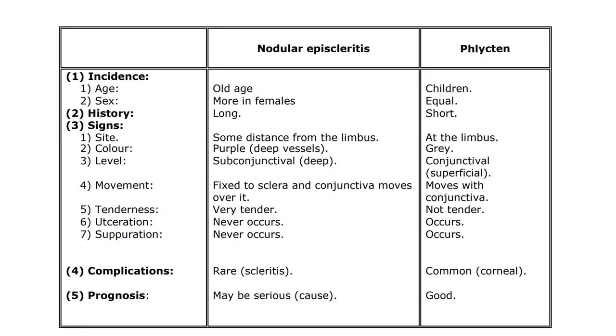Complications: nodular episcleritis can be complicated by scleritis, especially if there is an underlying systemic condition, but this is rare. In phlyctenule, there are common complications that involve the cornea, with corneal neovascularization and scarring, as we mentioned yesterday. Prognosis: depending on the etiology, it is usually benign in nodular episcleritis, but it can be serious if there is a systemic condition. But the prognosis in phlyctenule is usually good. They usually respond well to topical steroids. Okay, so these are the differences between nodular episcleritis and phlyctenule.